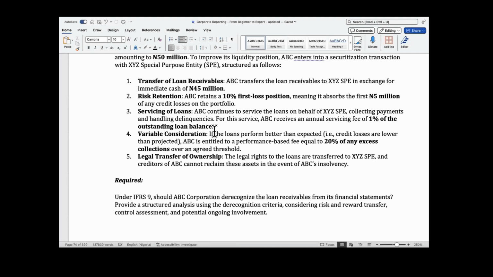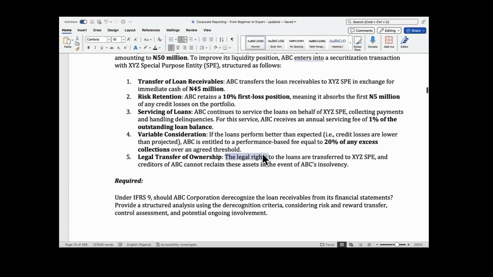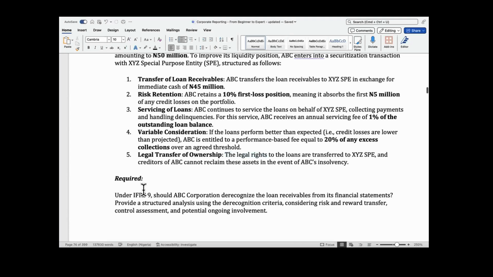Variable consideration. If the loan performs better than expected, that is, credit losses are lower than projected, ABC is entitled to a performance-based fee equal to 20% of any excess collections over an agreed threshold. Legal transfer of ownership. The legal right to the loans is transferred to XYZ SPE, and creditors of ABC cannot reclaim these assets in the event of ABC's insolvency.